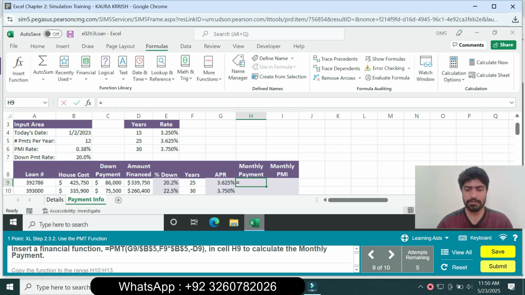So type equal to and type the PMT function, and select the cell G9 divided by B5, payments per year, B5, and apply the absolute cell reference. Next, type a comma, F9 years multiplied by B5, press F4, type comma minus D9, and close bracket and press enter.